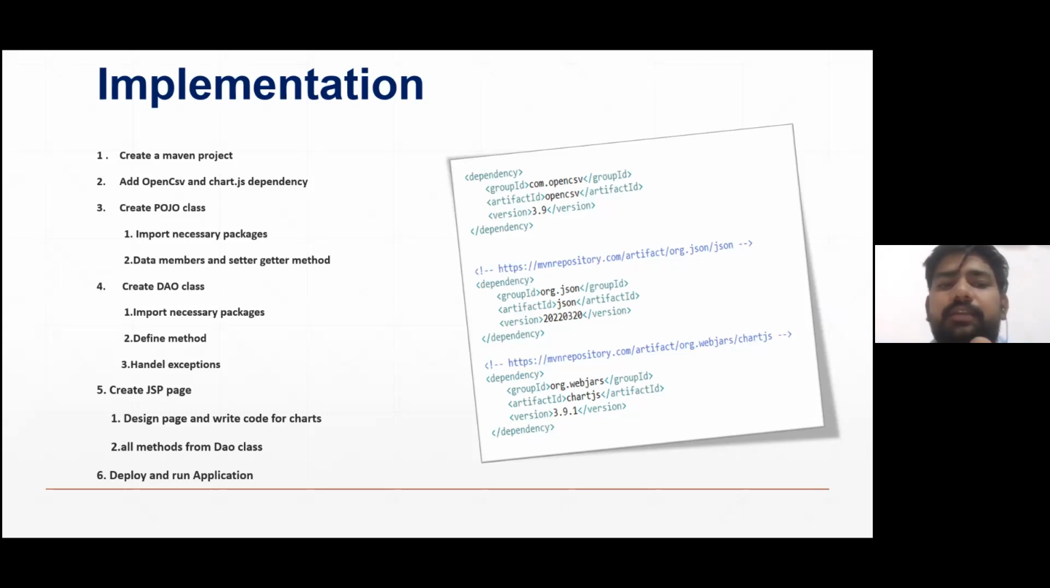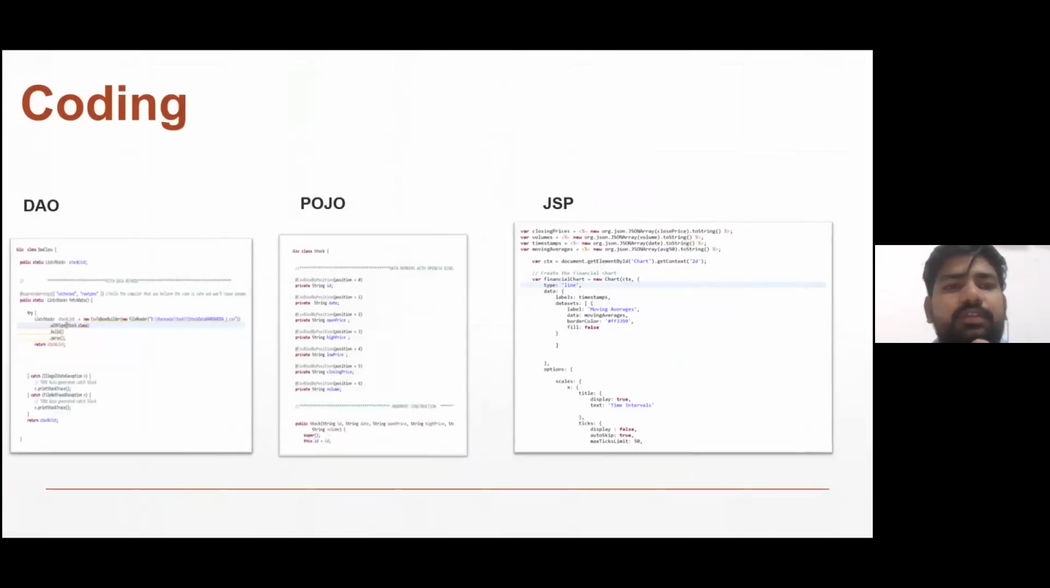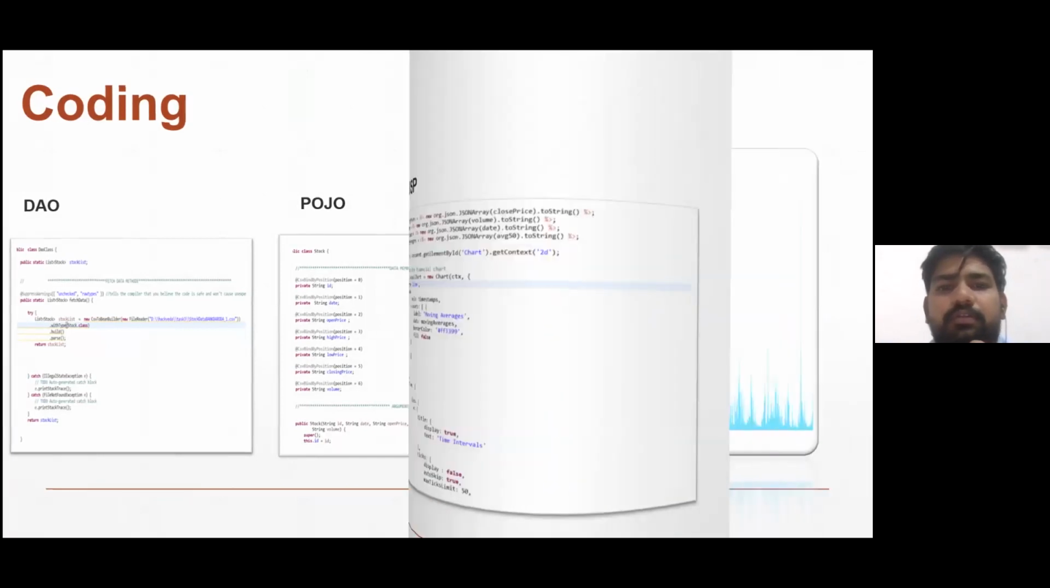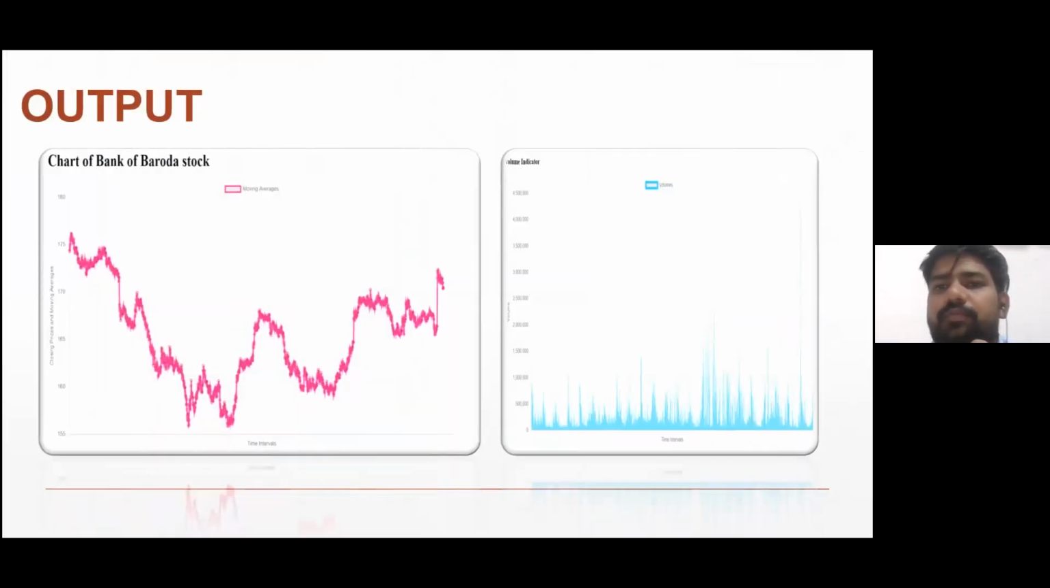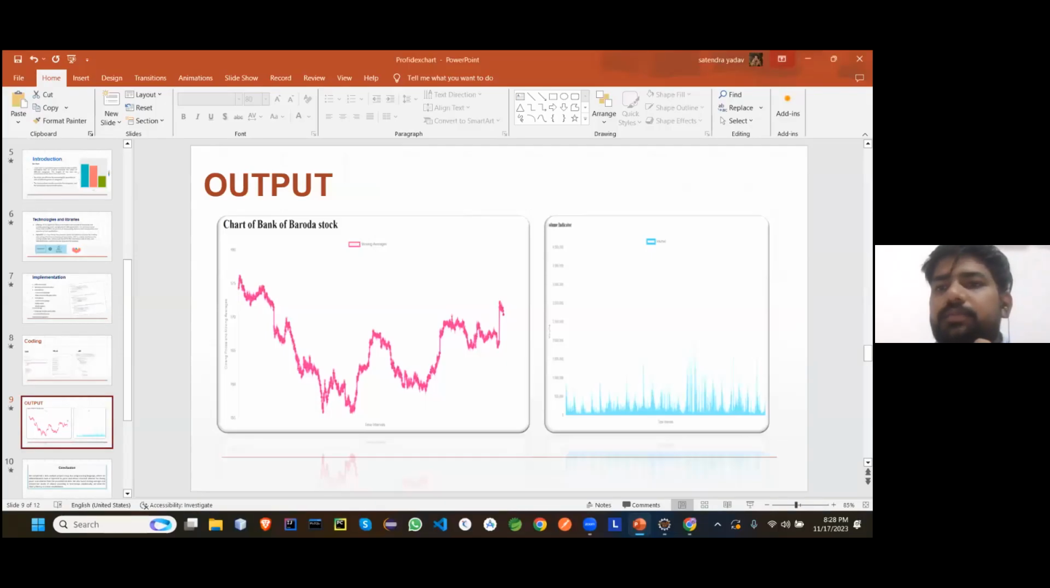And I created DAO classes to define the methods and handle exception handling. And also I created the JSP page for all the design and front end. So these are the important files: DAO, POJO and JSP files. And these are the output of my project. So now we run the project.